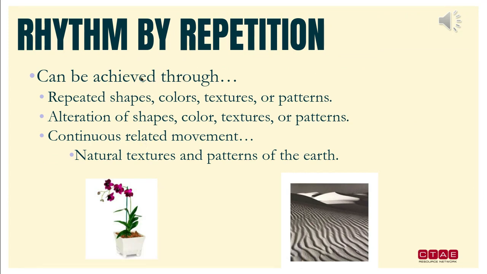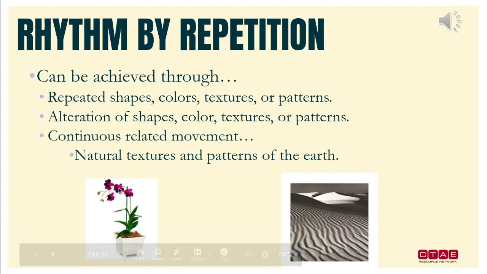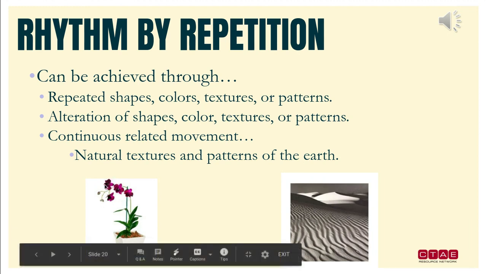In interior design, rhythm can be by repetition with repeated shapes, colors, textures, or patterns. Alternating shapes, colors, textures, or patterns. Continuous related movement. So we see that in things like these flowers. Here's a flower, flower, flower, flower, and it's moving our eye. Again, we see it in the leaves. Here is repetition. It keeps going and going. And so we see a movement based on repeating the same thing, leaf after leaf after leaf.